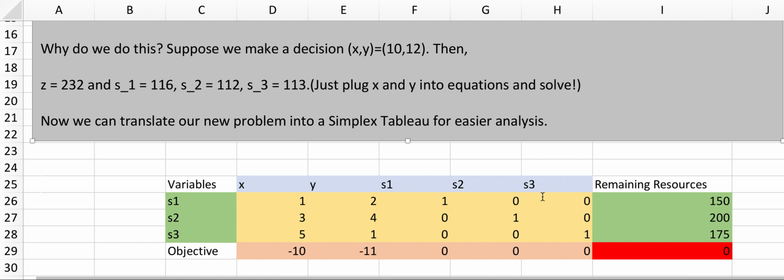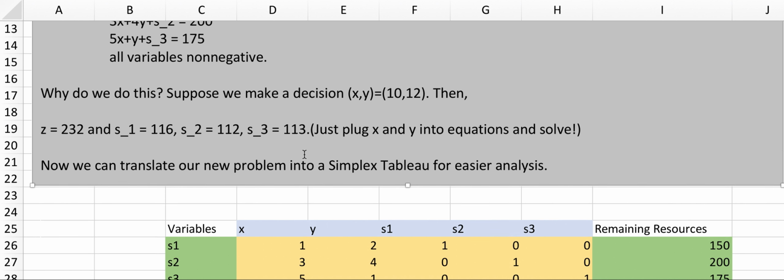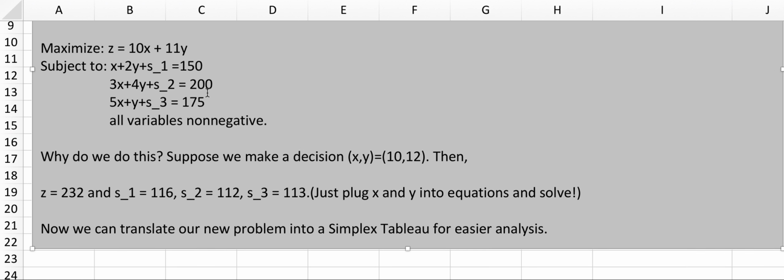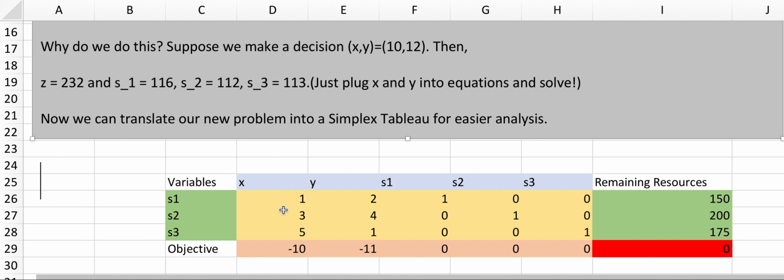The numbers in yellow are just the numbers that we see on the left side of our 3 equations. If we go back up and look at our problem, we see x plus 2y plus s1 equals 150. Well, that's what this first row is saying. It's saying 1x here, plus 2y plus 1 times s1, and then plus 0 s2 and 0 s3 gives us our 150.